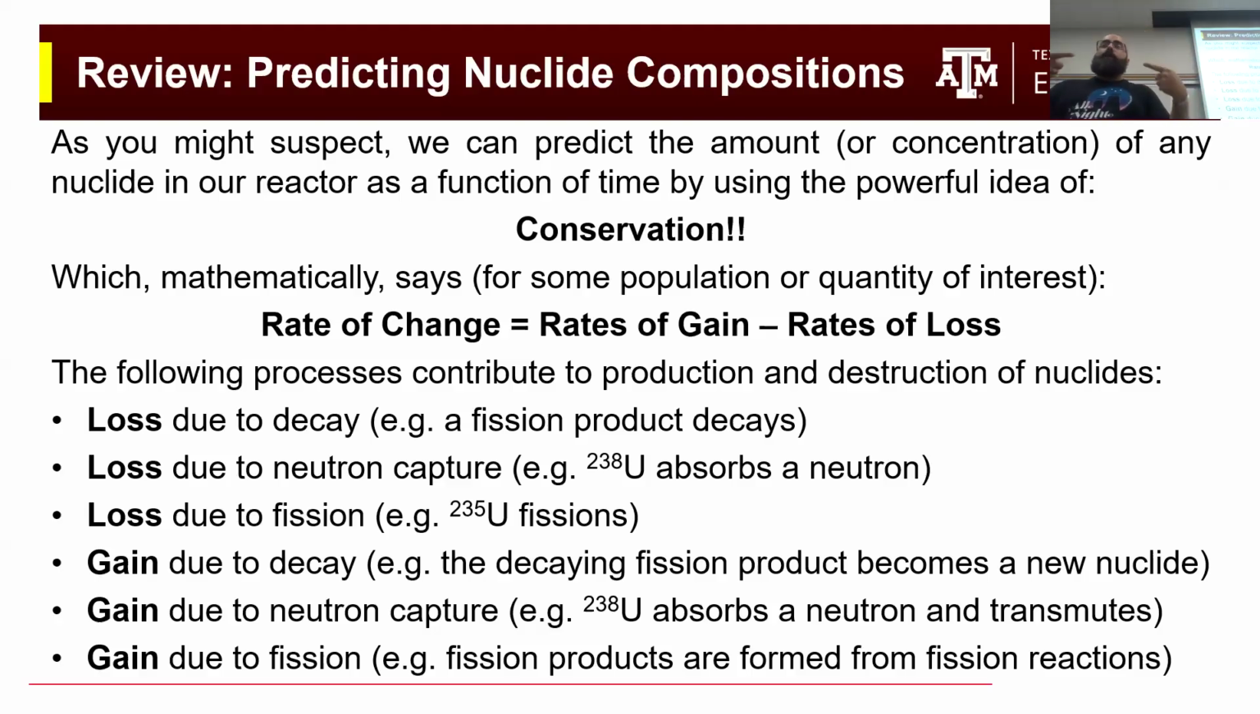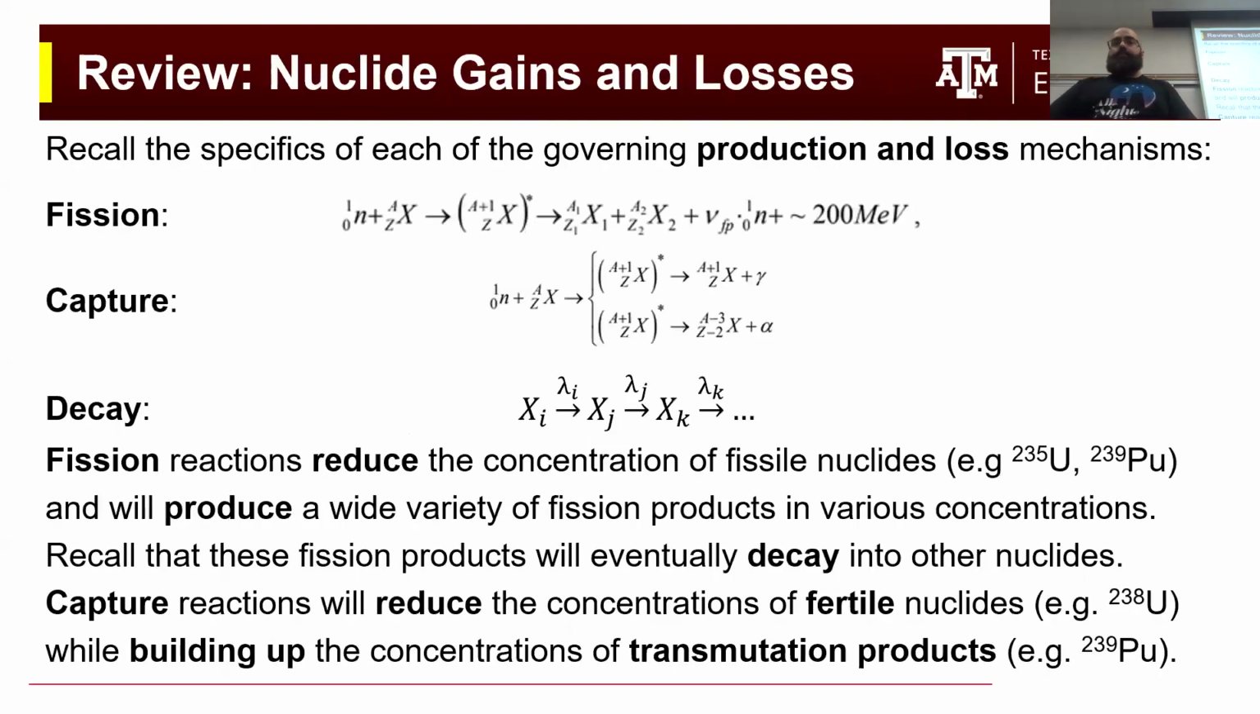Ultimately, what we want is an equation that says for some given nuclide in our reactor, how does it evolve with time? And the way that we did that is using conservation. Those conservation statements are mathematical statements, basically differential equations, that say the rate of change of that concentration equals all the ways that that nuclide can be gained minus all the ways that that nuclide can be lost. And when we're talking about production and destruction equations, the losses and the gains are either going to be due to decay, due to neutron capture, or to fission. And depending on what nuclide we're talking about, these mechanisms could either be a gain or a loss.